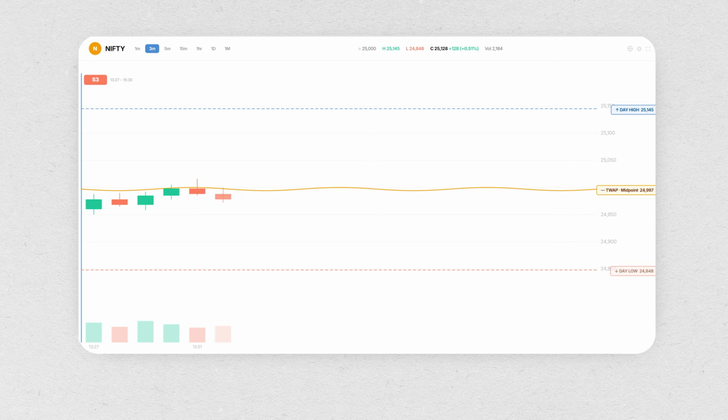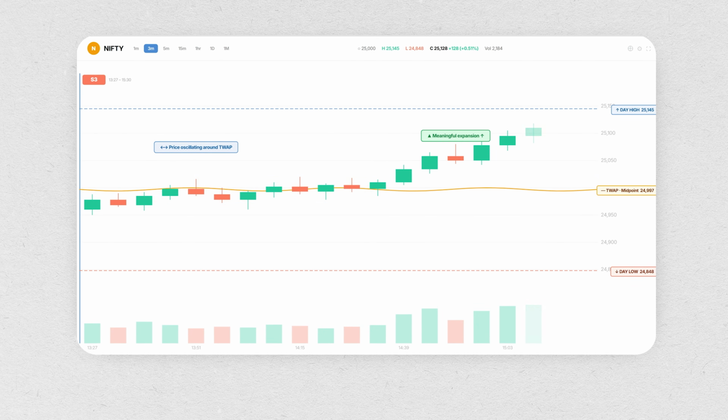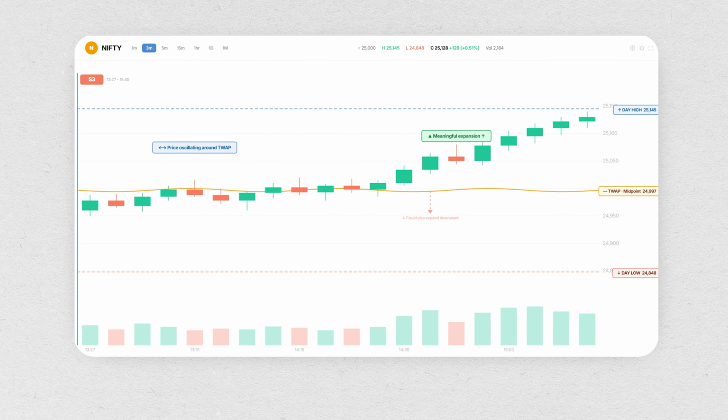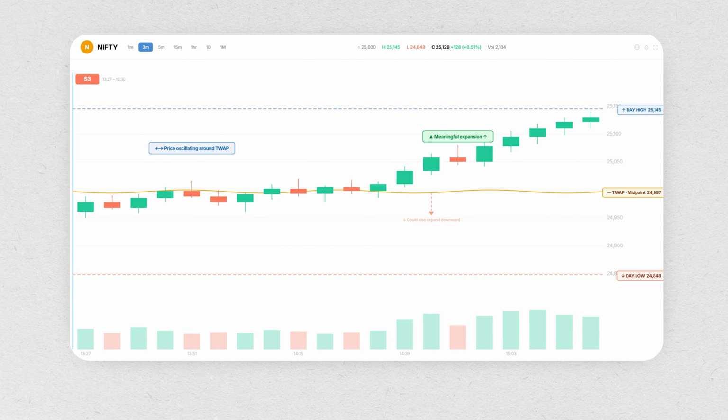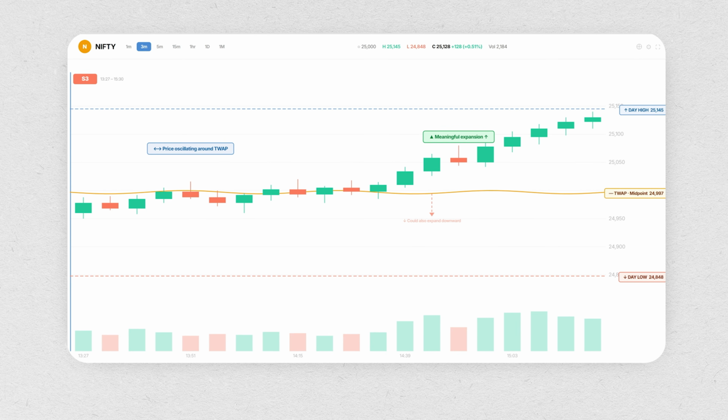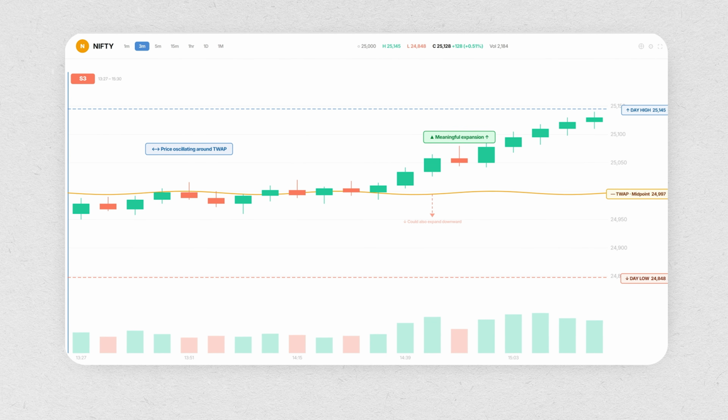The second setup is when price is trading around the TWAP, which is often close to the midpoint of the day's move. In this case, you may not necessarily get a breakout of day's high or low, but you can still get a meaningful expansion away from TWAP in one direction. That is another type of move worth tracking.